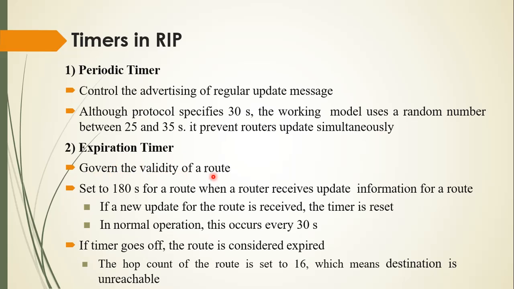The expiration timer governs the validity of the route. A route has a validity set to 180 seconds when a router receives update information for a route. If a new update for a route is received, the timer is reset. In normal operation this occurs every 30 seconds. If the timer goes off, the route is considered expired. If we don't get any update and after some time the timer goes off, then the route is considered expired. The hop count of the route is set to 16, which means the destination is unreachable. So this is the expiration timer.